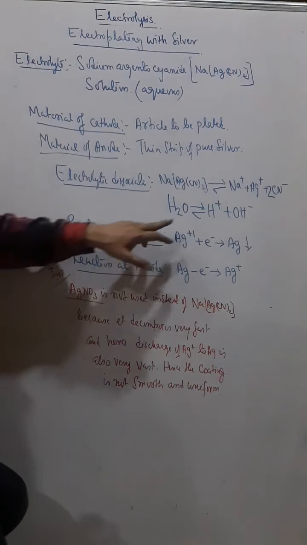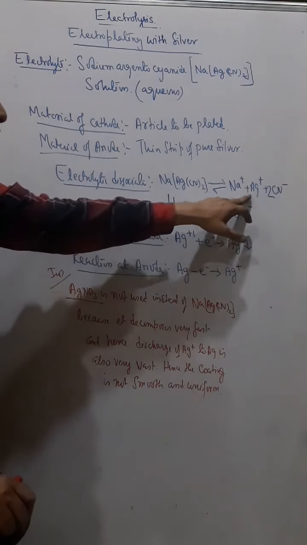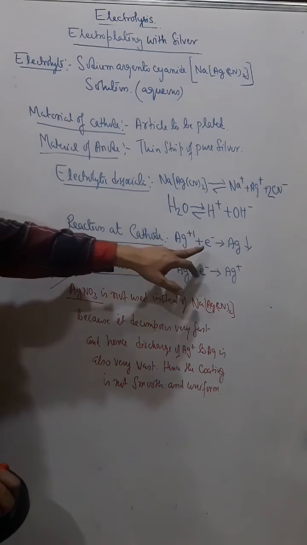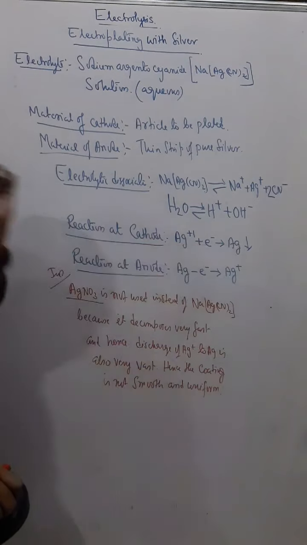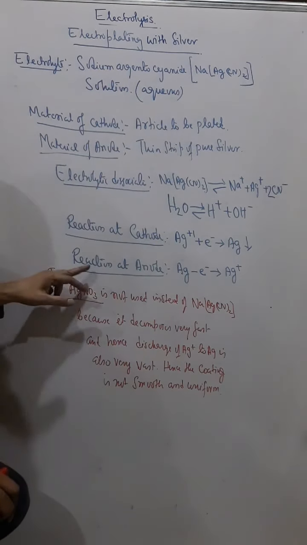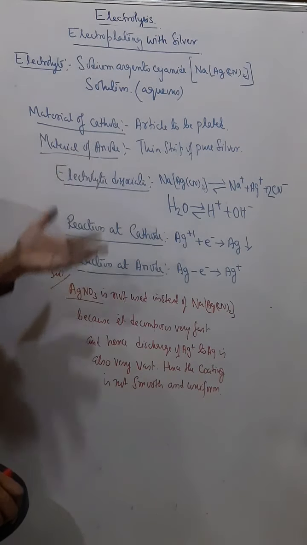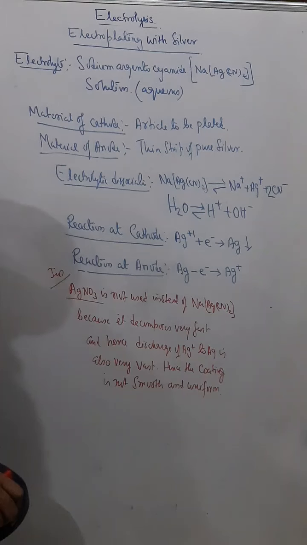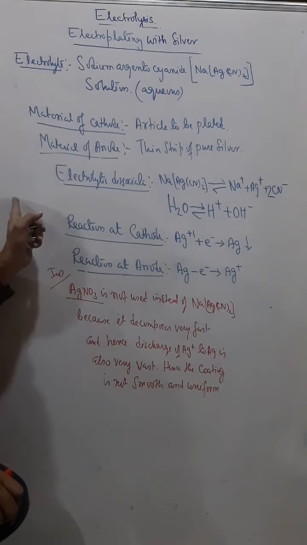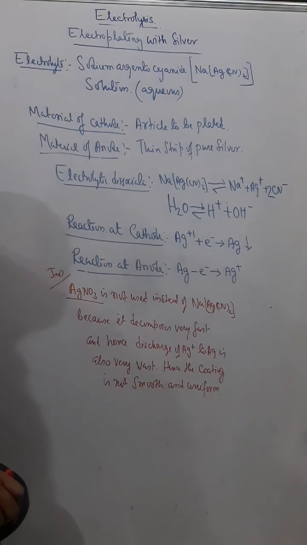Reaction at cathode is as usual. Out of sodium, silver and hydrogen, silver is lower in the electrochemical series, so Ag plus gains an electron and forms Ag, and it is deposited on the article. And reaction at anode, here again silver is an active electrode, so it releases an electron and forms Ag plus, so it gets added up in the solution, as usual.